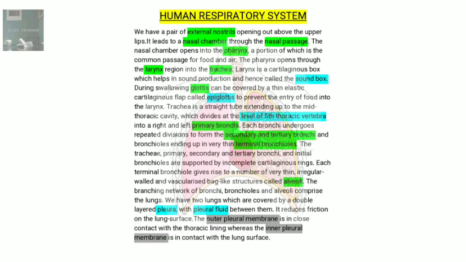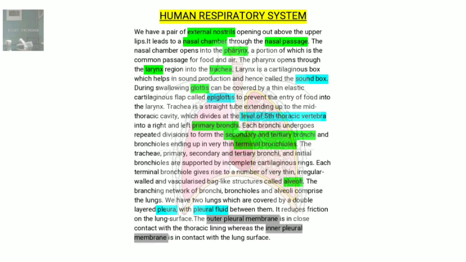The primary bronchi divide to form smaller secondary bronchi. The secondary bronchi continue to branch, forming smaller tertiary bronchi that divide into bronchioles. The bronchioles contain Clara cells, which may protect against harmful effects of inhaled toxins and carcinogens. Bronchioles in turn branch repeatedly, and the smaller ones branch into even smaller tubes called terminal bronchioles. The trachea, primary, secondary and tertiary bronchi and initial bronchioles are supported by incomplete cartilaginous rings.